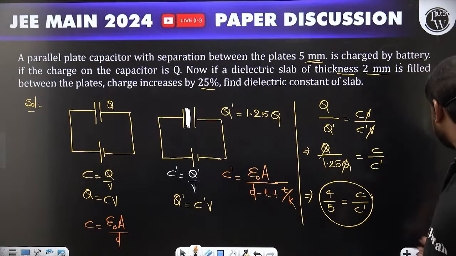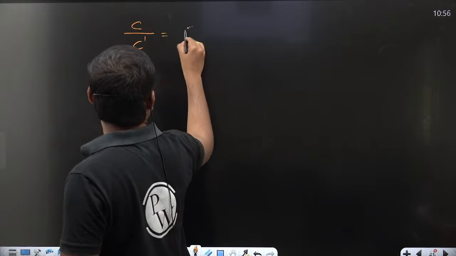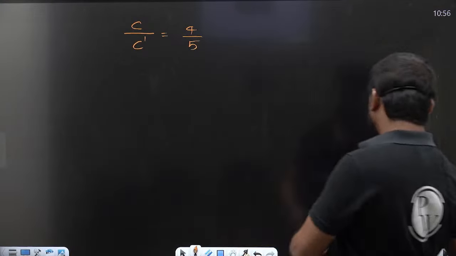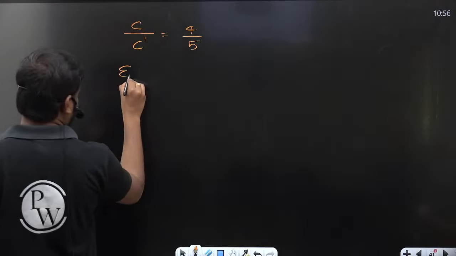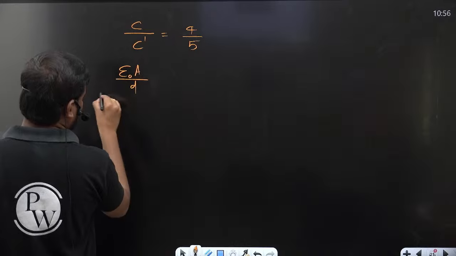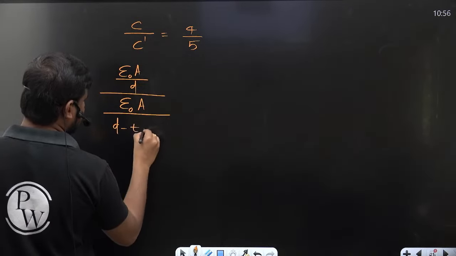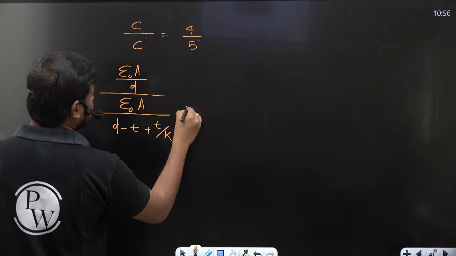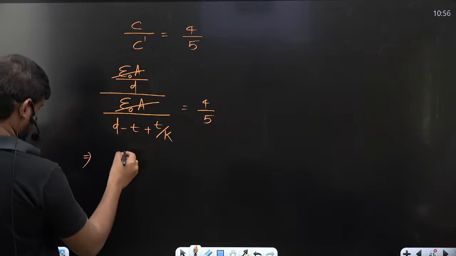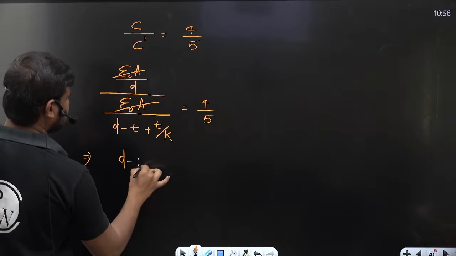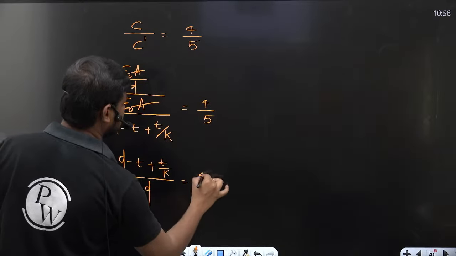Now you can substitute it here. We got C by C dash is equal to 4 by 5. So C is epsilon naught A by D, divided by C dash, which is epsilon naught A by D minus T plus T by K, equal to 4 by 5. Now do the calculations. This part will go up, so D minus T plus T by K over D is equal to 4 by 5.